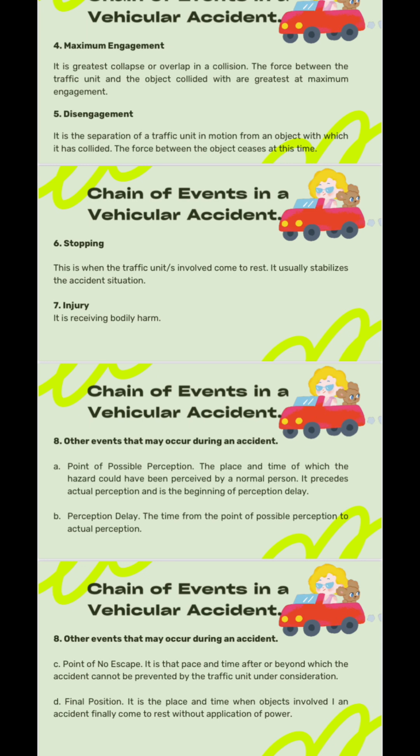So number 6, stopping. This is when the traffic units involved come to rest. It usually establishes the accident situation. Example is after a car hits a tree, it slides a little and turns a little, but then it completely stops.